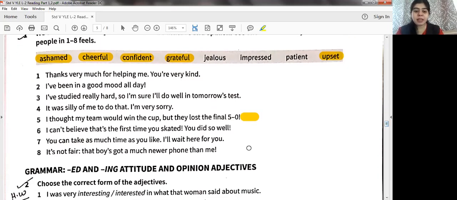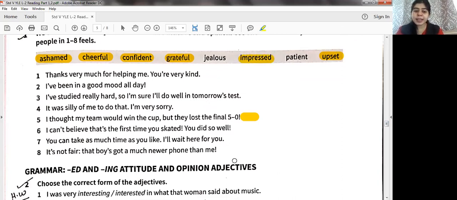I can't believe that's the first time you skated. You did so well. Many a time you might have heard students, teachers saying to you, I did not expect it, but you have done really very well. So it means that the expression or the feeling over there is impressed.